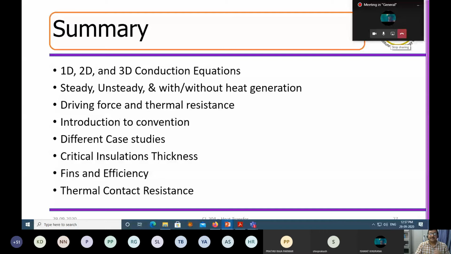So what is a summary of this set of lectures? 1D, 2D, 3D conduction equations we have derived from different directions, and we analyzed steady, unsteady, with and without heat generation equations. We have studied the equations. We are going to analyze them now. We understand what is driving force and what is thermal resistance. Okay, this is very different. They're very similar to electrical, very similar to fluidic, but very different in terms of manifestation.